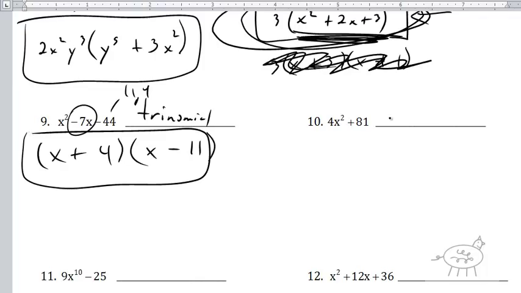Okay, this next one is a perfect square binomial, so it's a difference of two squares. That's really what I wanted to say here. Difference of two squares. And you recognize that because 4 is a perfect square, 81 is a perfect square, and x squared is a perfect square. Oh, wait a second. Plus sign here. Can't factor.